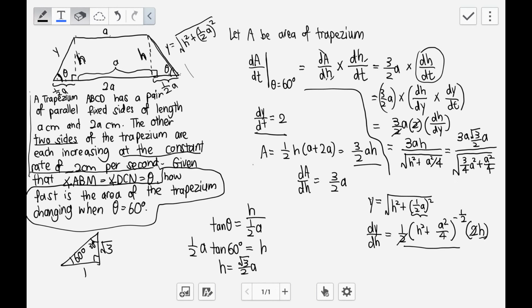So 3/4 plus 1/4 would be 1. So inside would be a square. A square with square root would become a. A and a would cancel. So we are left with 3 root 3 a over 2.